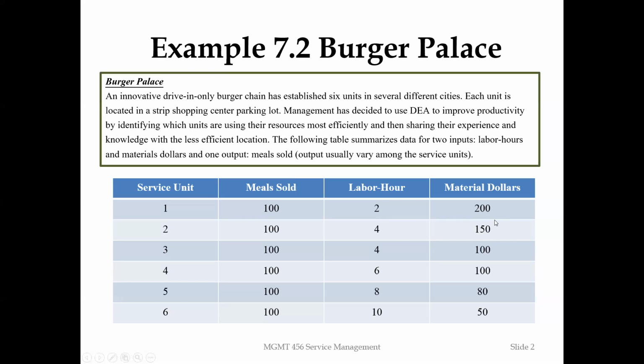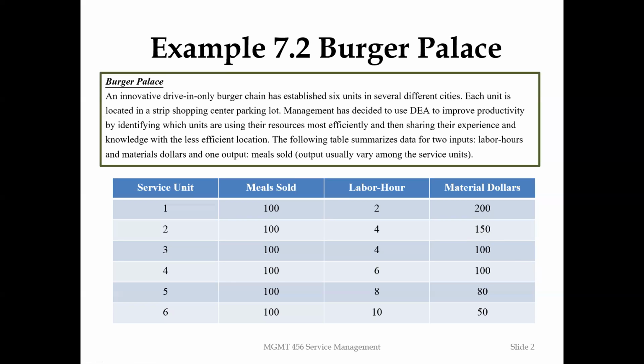The only thing we can conclude is if you compare service unit 2 with service unit 3, the output is exactly the same, the labor hours are exactly the same, and service unit 2 uses more material dollars than 3. That means if you compare 2 and 3, we can say 2 is not as good as 3. So I would say 3 is more efficient. 2 is not as efficient as 3. This is the conclusion we can make.